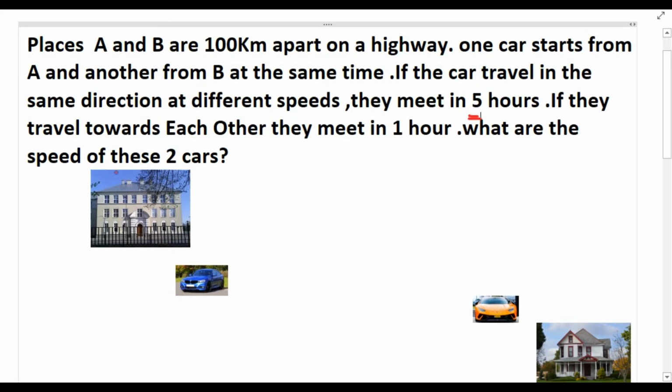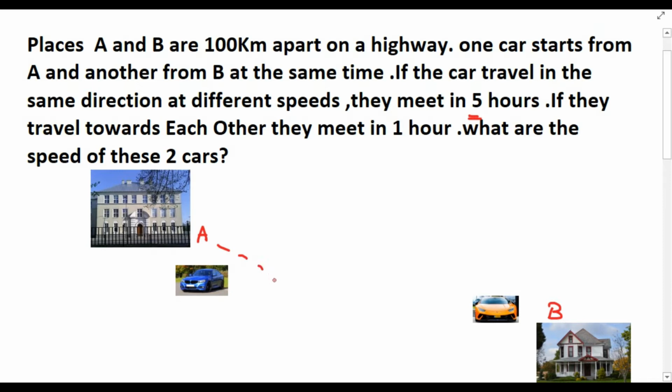Places A and B. Suppose this is the place A and this is the place B. They are 100 kilometers apart, so the distance between these two places is 100 kilometers on the highway. One car starts from A. You can see a blue car is starting from A and another car starts from B at the same time. So we need to find the speed of these cars. Let the speed of the blue car be x kilometers per hour and the yellow car, that is starting from B, be y kilometers per hour.